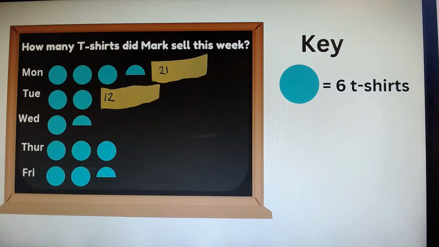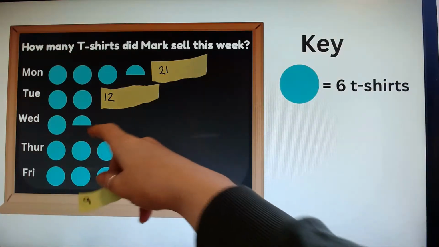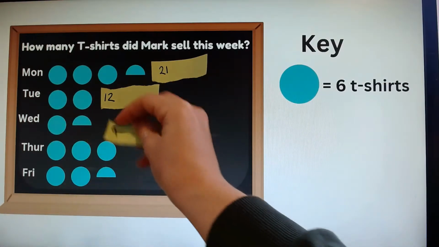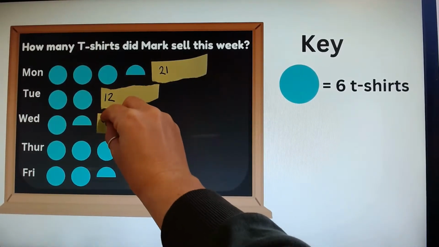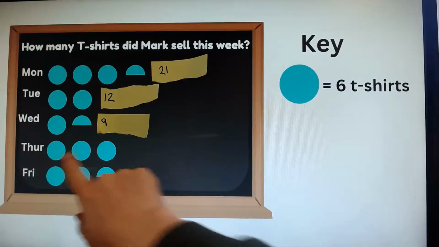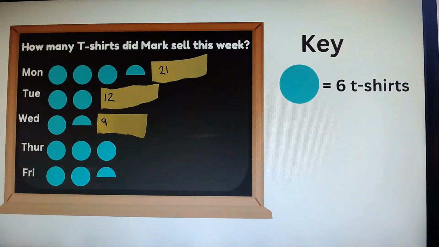So for the next one, I get 9 because the full circle represents 6. The half circle represents 3. So I added those together to get 9. Then 3 full circles. We go up in my 6 times table. 6, 12, 18 maybe. Did we get that?